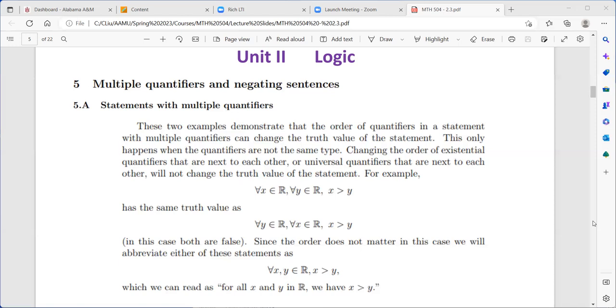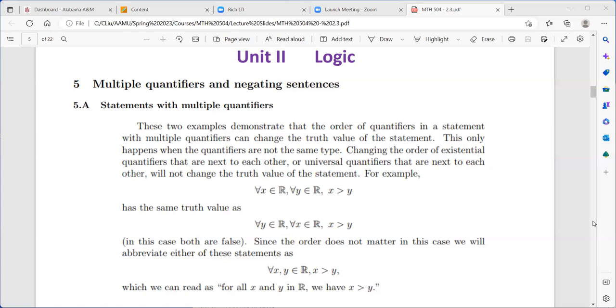One of the things is when we have statements with multiple quantifiers, when you have multiple variables in an open sentence, for example, then you will need multiple quantifiers to specify the values for all the variables. And then there is a question of the order of the quantifiers. And it turns out the order is important.